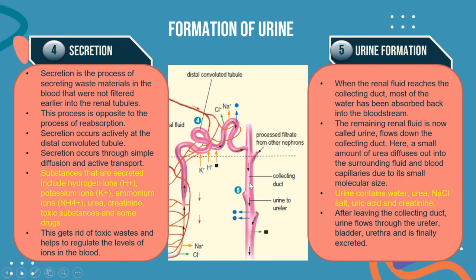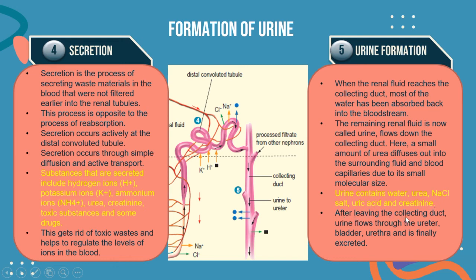So what is the content of the urine? You have to know that urine contains water, urea, sodium chloride salt, which is from the ions just now, uric acid, and also creatinine. All of these are toxic or waste products that need to be excreted. If we keep them in the body, it will make our body acidic, which is not healthy.